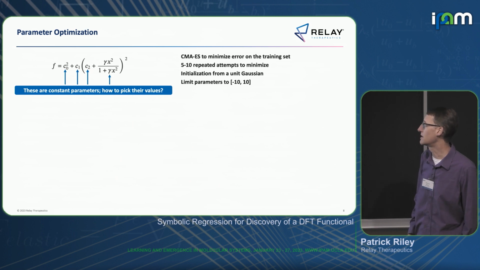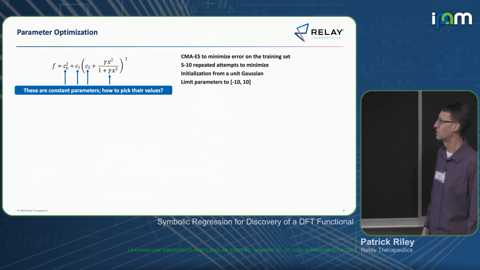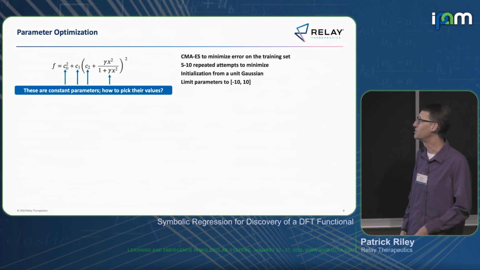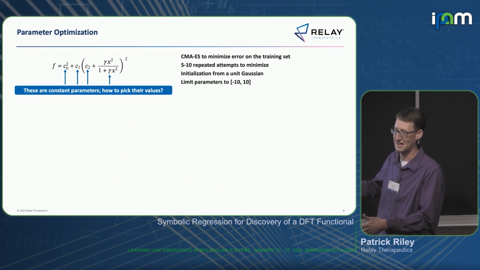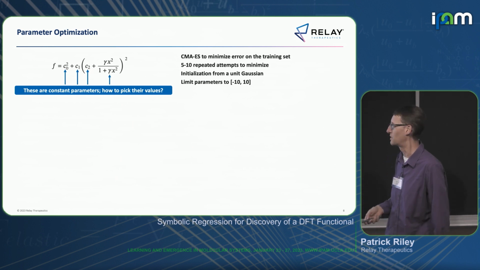And so here we use this thing called CMA-ES. To minimize on the training set, we try a few times, initializing from a unit Gaussian, and because we know a lot here, we can actually do things like limit our parameters to a reasonable range.